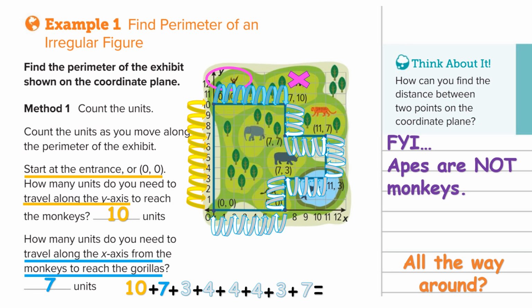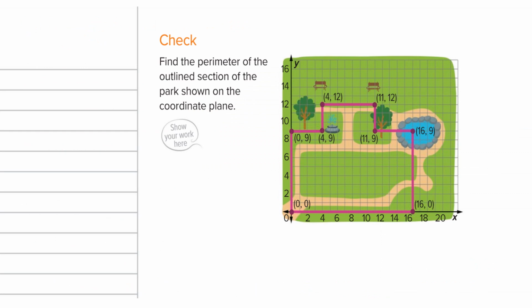So if I add all of those together, then what I find is that the perimeter of this particular zoo, according to this map, is 42 units. It could be 42 miles as far as we know, be a really big zoo, right? But we don't know. So therefore, we just use the unit measurement instead of trying to figure out if it's yards, feet, miles, or anything else. Okay?